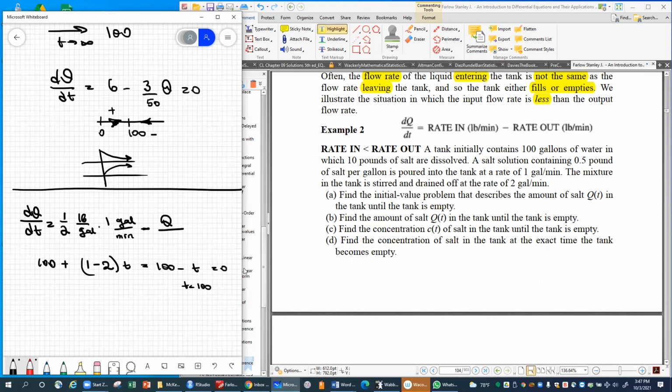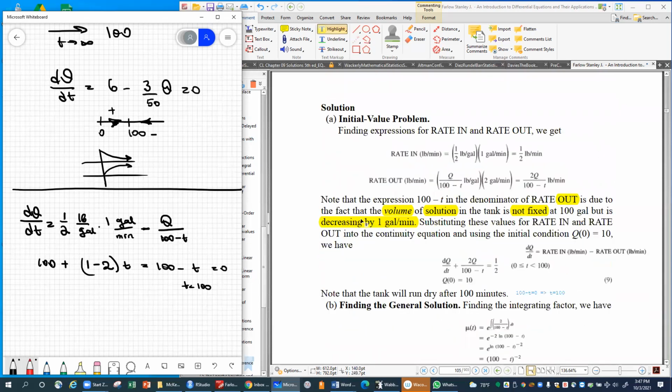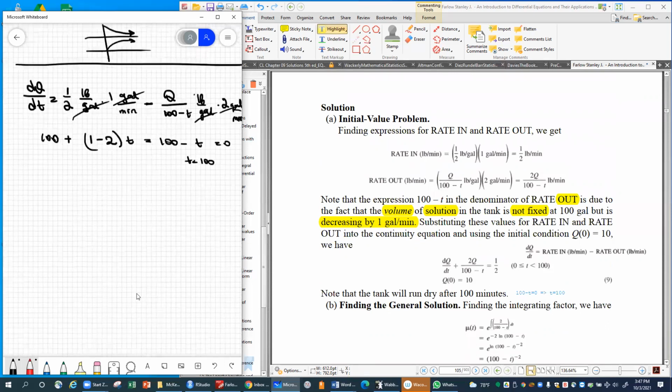That's how much liquid you have at any particular time, 100 minus t. So you're not dividing by a constant anymore. Rather, you are dividing by 100 minus t. This is in pounds per gallon, and the rate is 2 gallons per minute, so the gallons cancel out and you have pounds per minute. So your equation is still linear, but a bit more complicated.